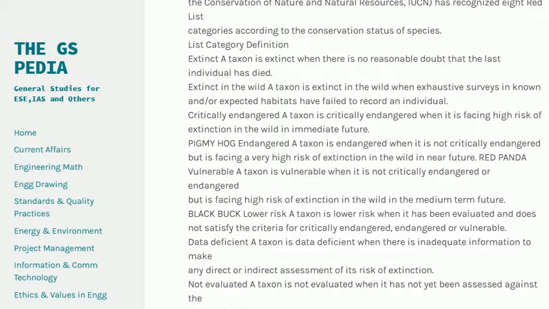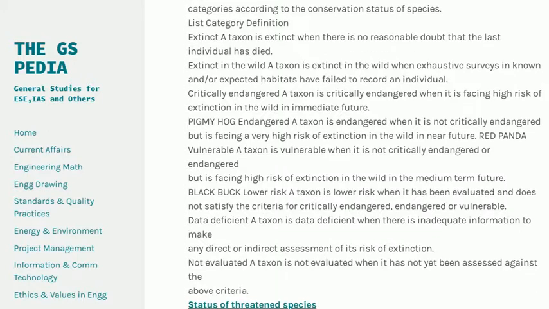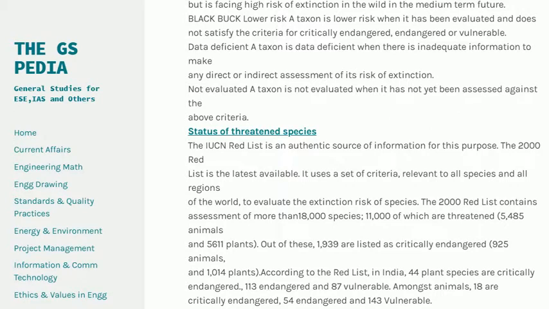Blackbuck. Lower risk: a taxon is lower risk when it has been evaluated and does not satisfy the criteria for critically endangered, endangered or vulnerable. Data deficient: a taxon is data deficient when there is inadequate information to make any direct or indirect assessment of its risk of extinction. Not evaluated: a taxon is not evaluated when it has not yet been assessed against the above criteria.